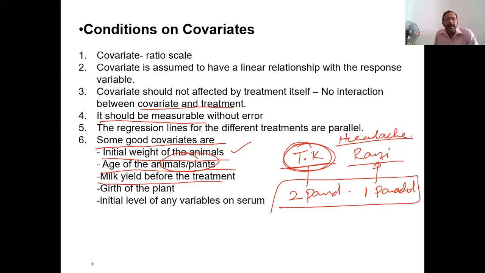Then another example, milking before the treatment. Yesterday we talked about milking. I have the same age, same parity, same breed. I can take all these constant, but still the milk yield from animal to animal varies. So before giving the hormone, I can take the initial milk yield as the covariate. Later we will see how to adjust these values. So that is a good information. Diameter of the plant, diameter or the girth of the plant, that is also one example that we can take for the covariate.